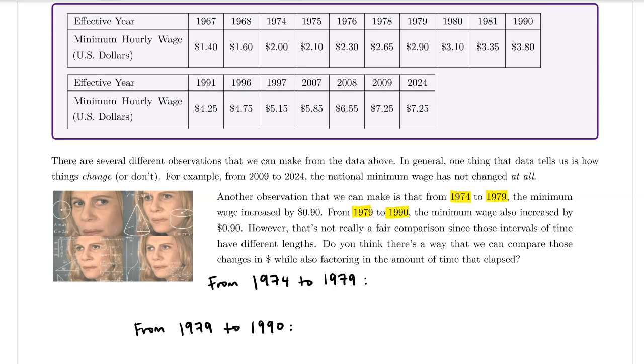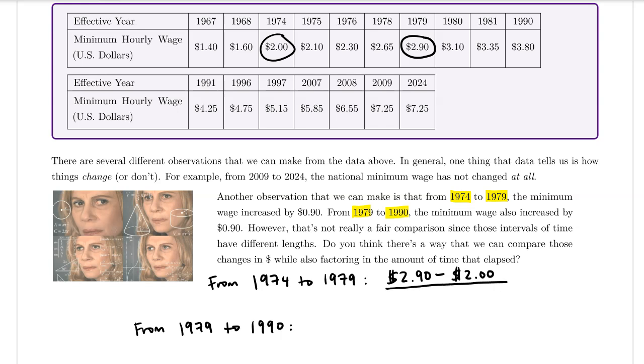So this is where the idea of average rate of change comes into play. From 1974 to 1979, let's look at the net change. And the net change was we would take the value that we had in 1979, which is $2.90, and we would subtract $2. And that ends up being 90 cents, which again is the net change.